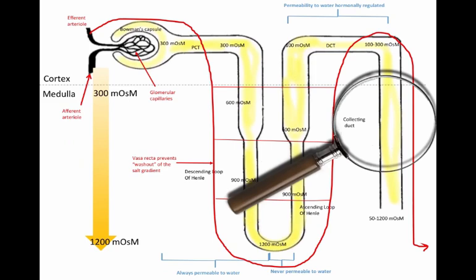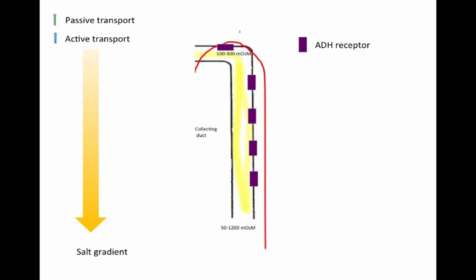Okay, let's look at the last section of the nephron, which is the collecting duct. So the membrane of the collecting duct is characterized by having ADH, or antidiuretic hormone, receptors on it, shown by our purple symbol here. So antidiuretic hormone. And the receptors are along the collecting duct and part of the distal tubule.